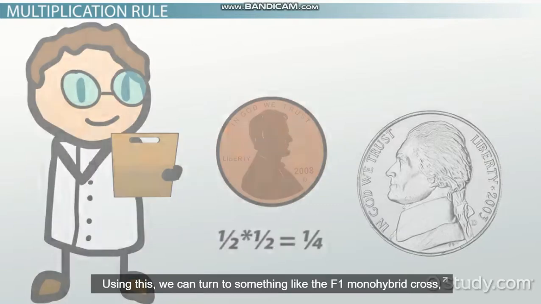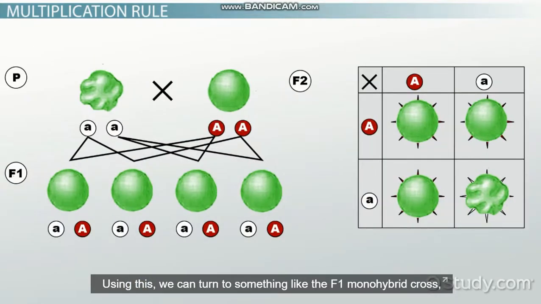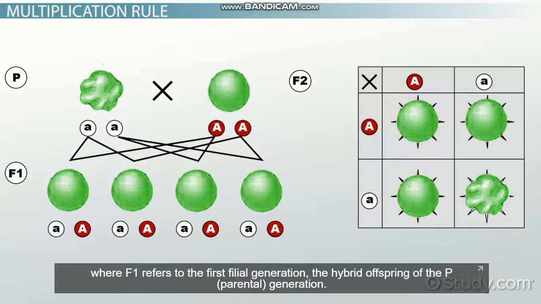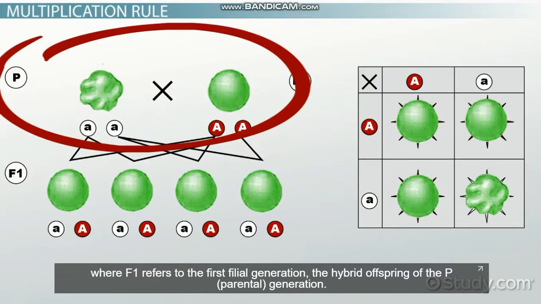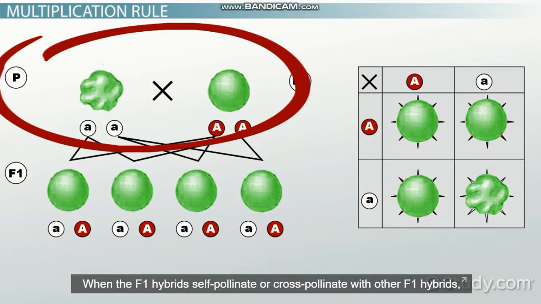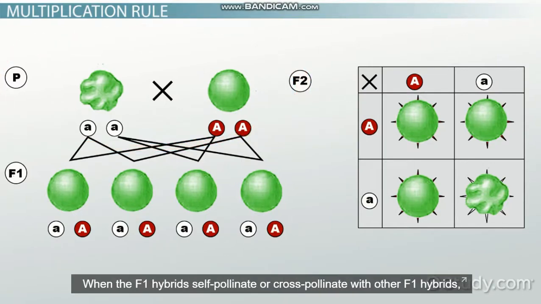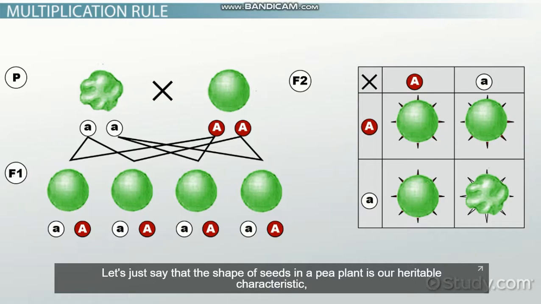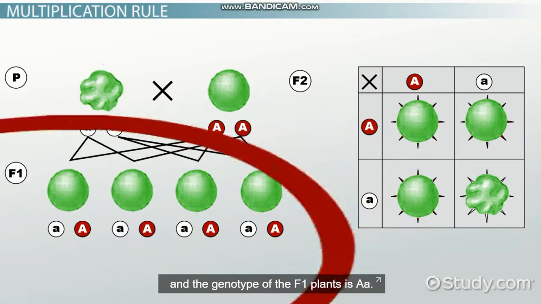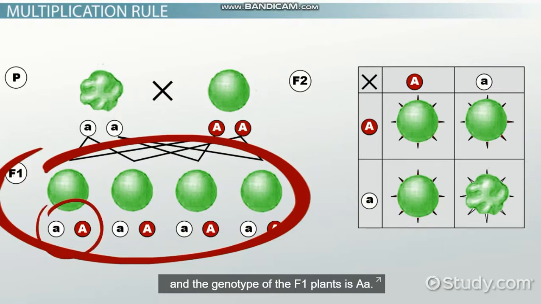Using this, we can turn to something like the F1 monohybrid cross, where F1 refers to the first filial generation, the hybrid offspring of the P or parental generation. When the F1 hybrids self-pollinate or cross-pollinate with other F1 hybrids, they produce the F2 generation, the second filial generation. Let's just say that the shape of seeds in the pea plant is our heritable characteristic, and the genotype of the F1 plant is big A, little a.